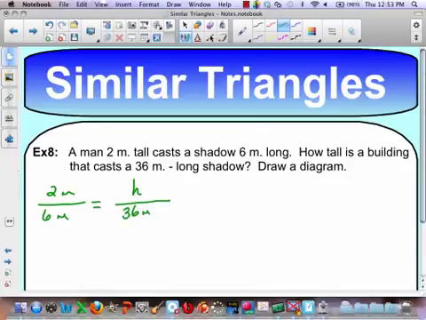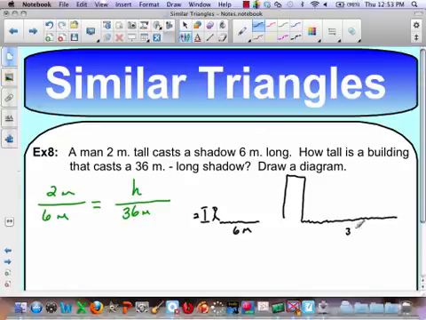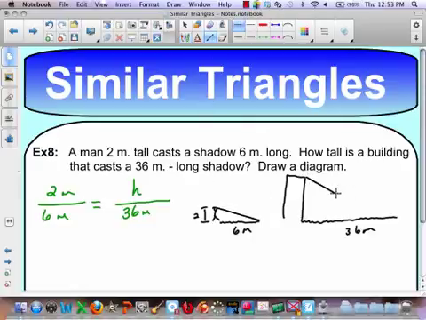If I were to kind of diagram this for you, you can imagine there's our man, and he is 2 meters tall, casting a 6 meter shadow. And then we have this really, really tall building casting a 36 meter shadow. And when we look at this, you think about creating the triangle from their relative shapes. Now we can somewhat see how those are similar. And they both have a right angle.